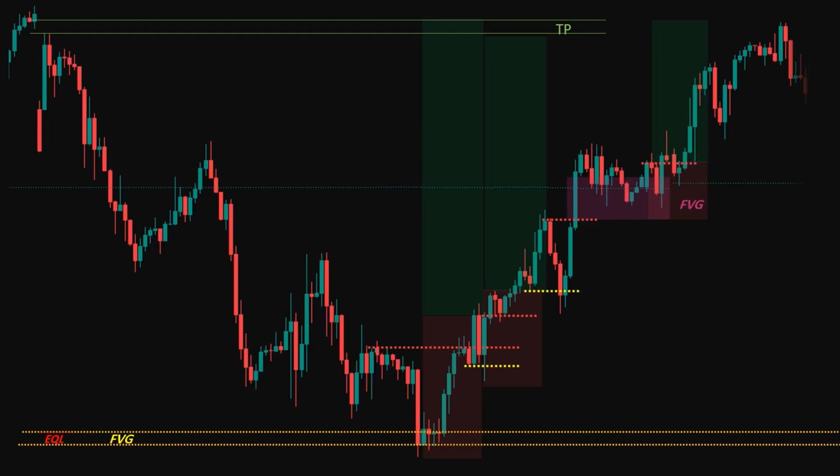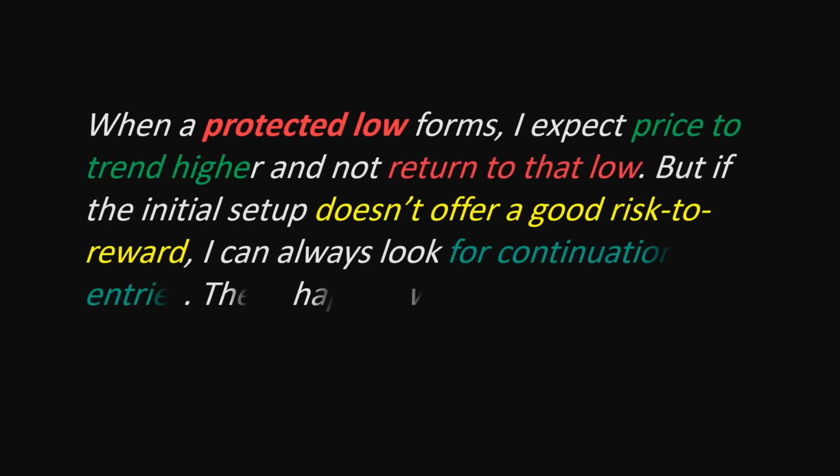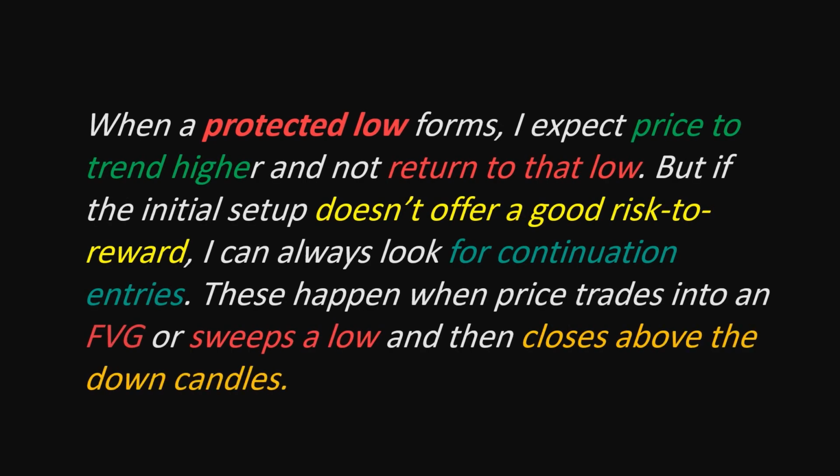So hopefully this makes it clear, when a protected low forms, I expect price to trend higher and not return to that low. But if the initial setup doesn't offer a good risk to reward, I can always look for continuation entries. These happen when price trades into an FVG or sweeps a low and then closes above the down candles. I hope this example helped make things clearer.